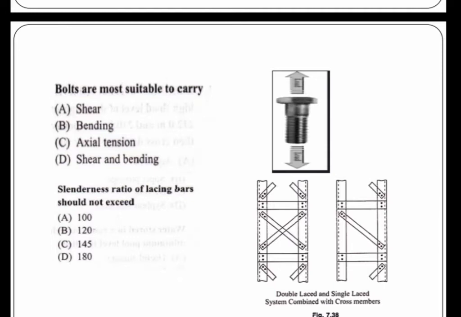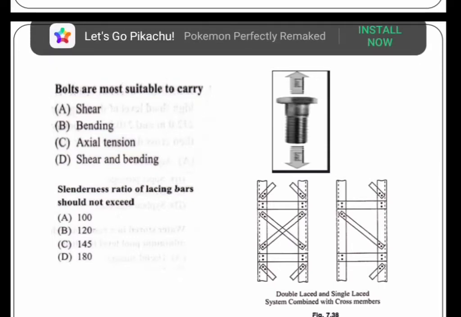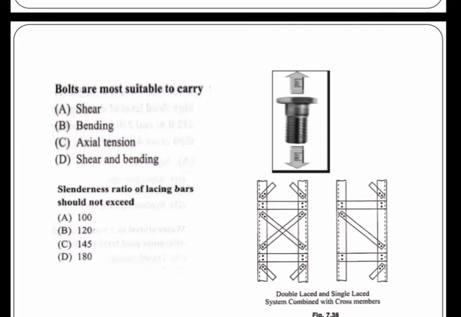the effective length of a single lacing riveted at ends will be equal to L. LE will be equal to L. And for double lacing riveted at ends and at intersection, the effective length LE will be equal to 0.7 into L. And for welded lacing, the value will be 0.7 into L. And this lacing system in columns is generally preferred in case of eccentric loads. Okay, now proceeding to the next questions.